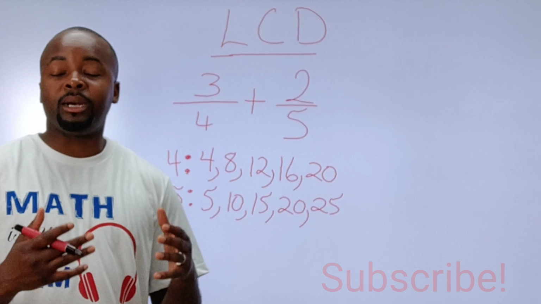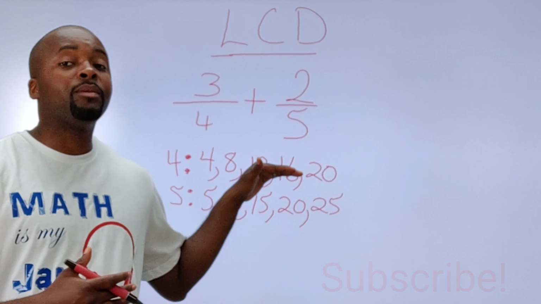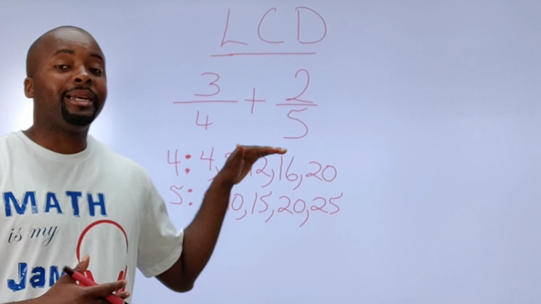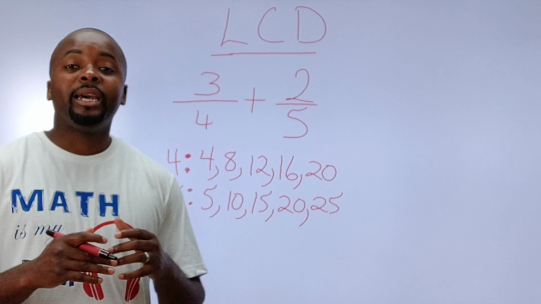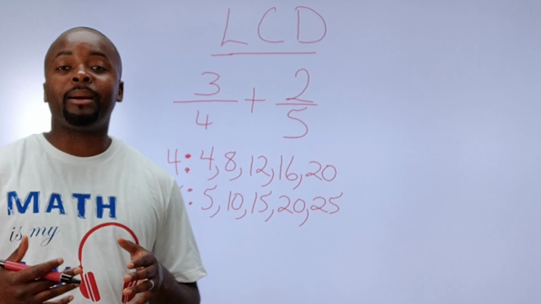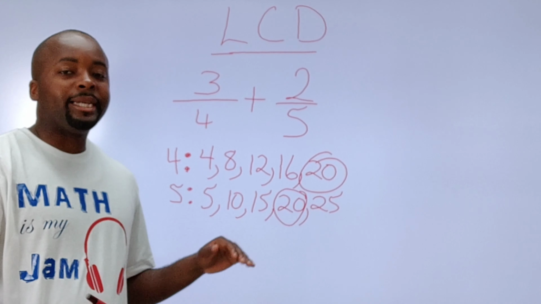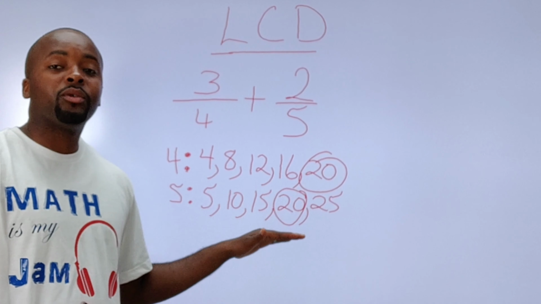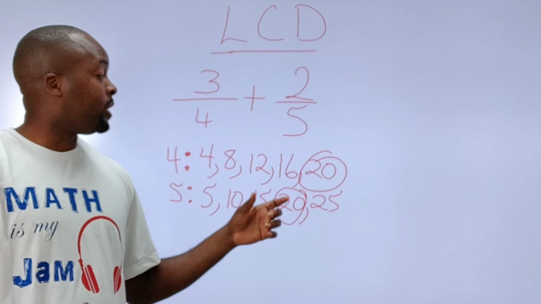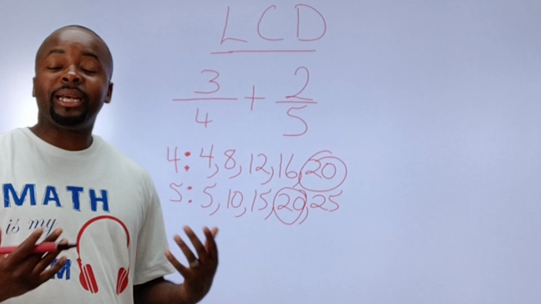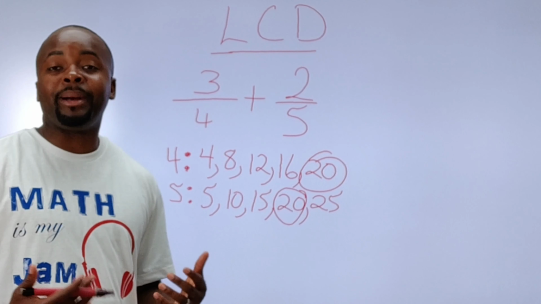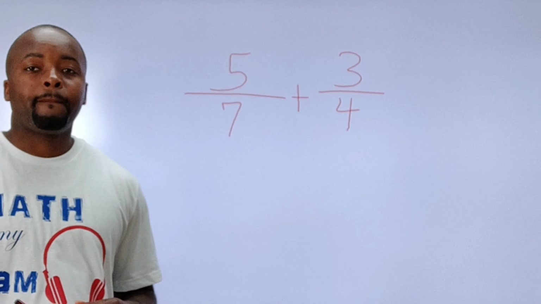If you have a number that shows up in both, you definitely want to see what's the smallest number that shows up in both sets of data. Circle those two numbers, and that's going to become your common denominator. As you can see, the number that showed up in both data sets was 20. That was the smallest number that showed up in both data sets. So that's my lowest common denominator, or my least common denominator.